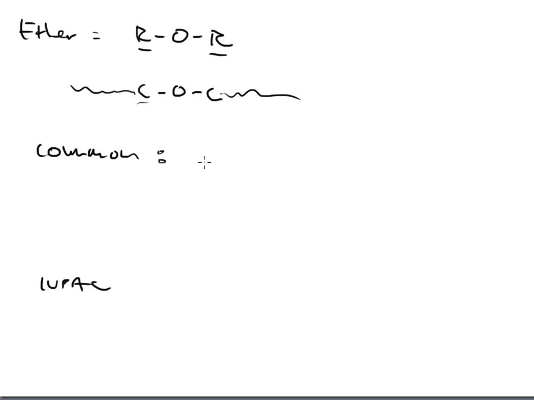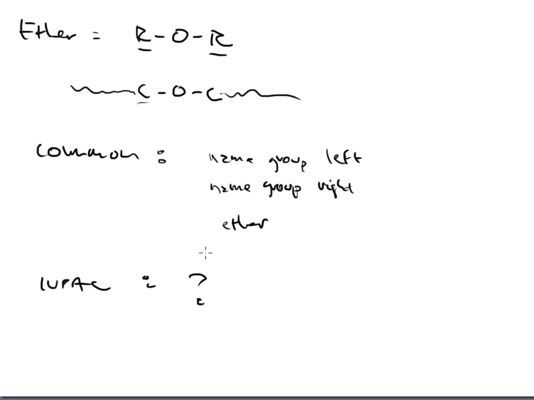All right, so the common names, how do we do it? Well, we name the group to the left, and then we name the group to the right, and then we add on the word ether at the end of the name. That's it, guys. That's all we got to do. Okay, IUPAC I'm going to leave off for now. We're going to go back to IUPAC after we do some common nomenclature examples first. Then we'll go back to IUPAC and we'll see how those change.